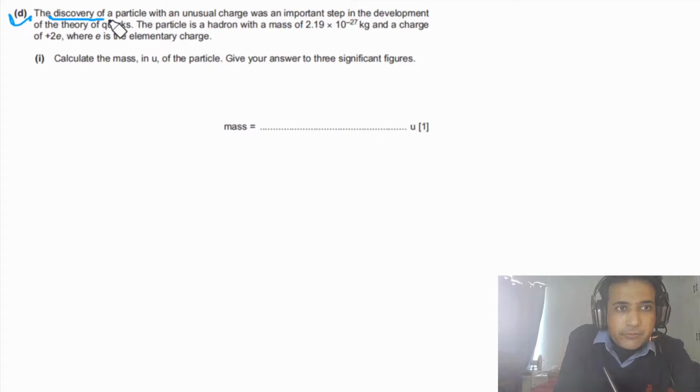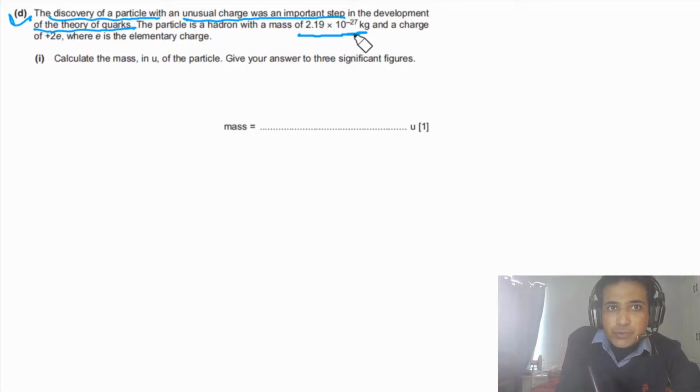Part D says the discovery of a particle with an unusual charge was an important step in the development of the theory of quarks. The particle is a hadron with a mass of 2.19 times 10 to minus 27 kg and a charge of plus 2e, where e is the elementary charge. Calculate the mass in u of the particle, give your answer to 3 significant figures.